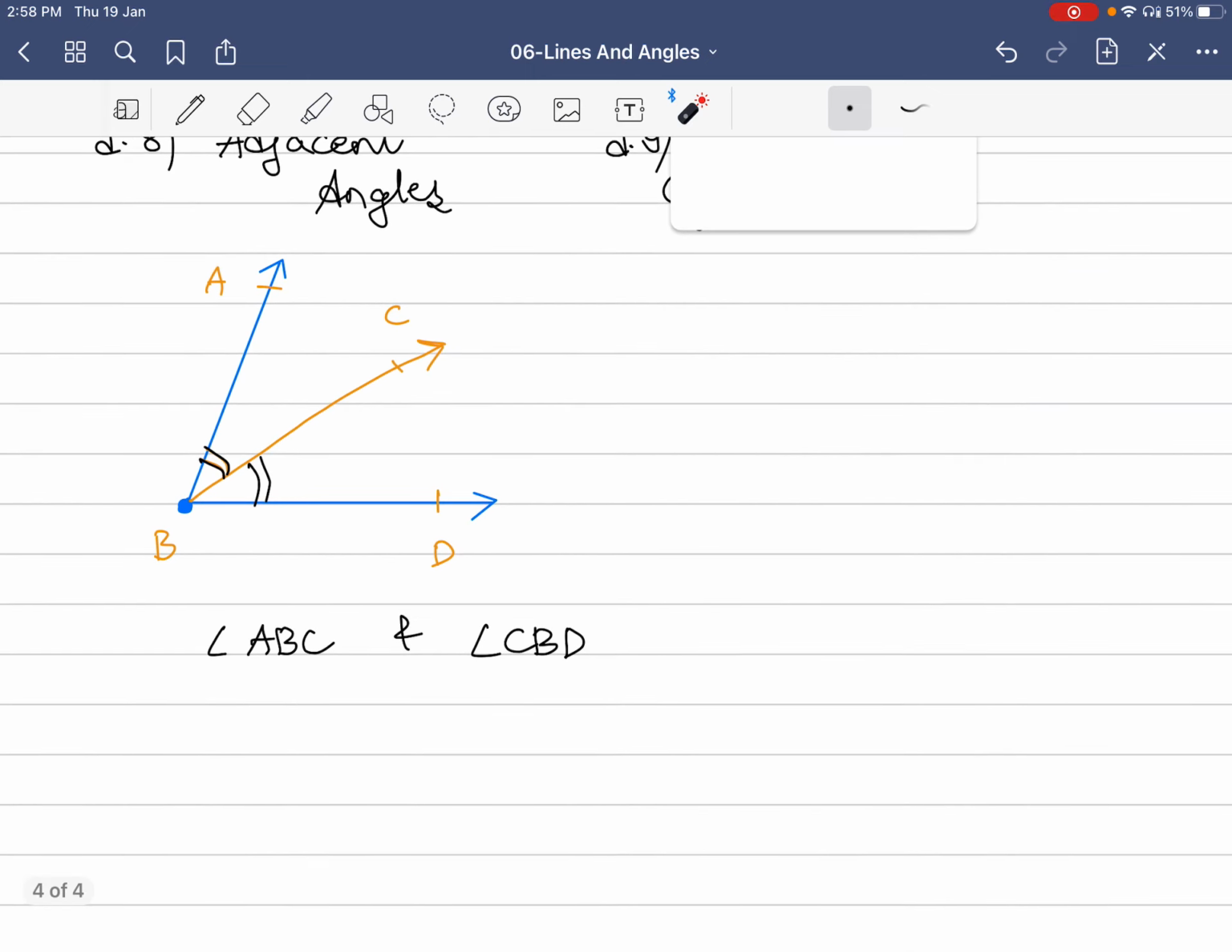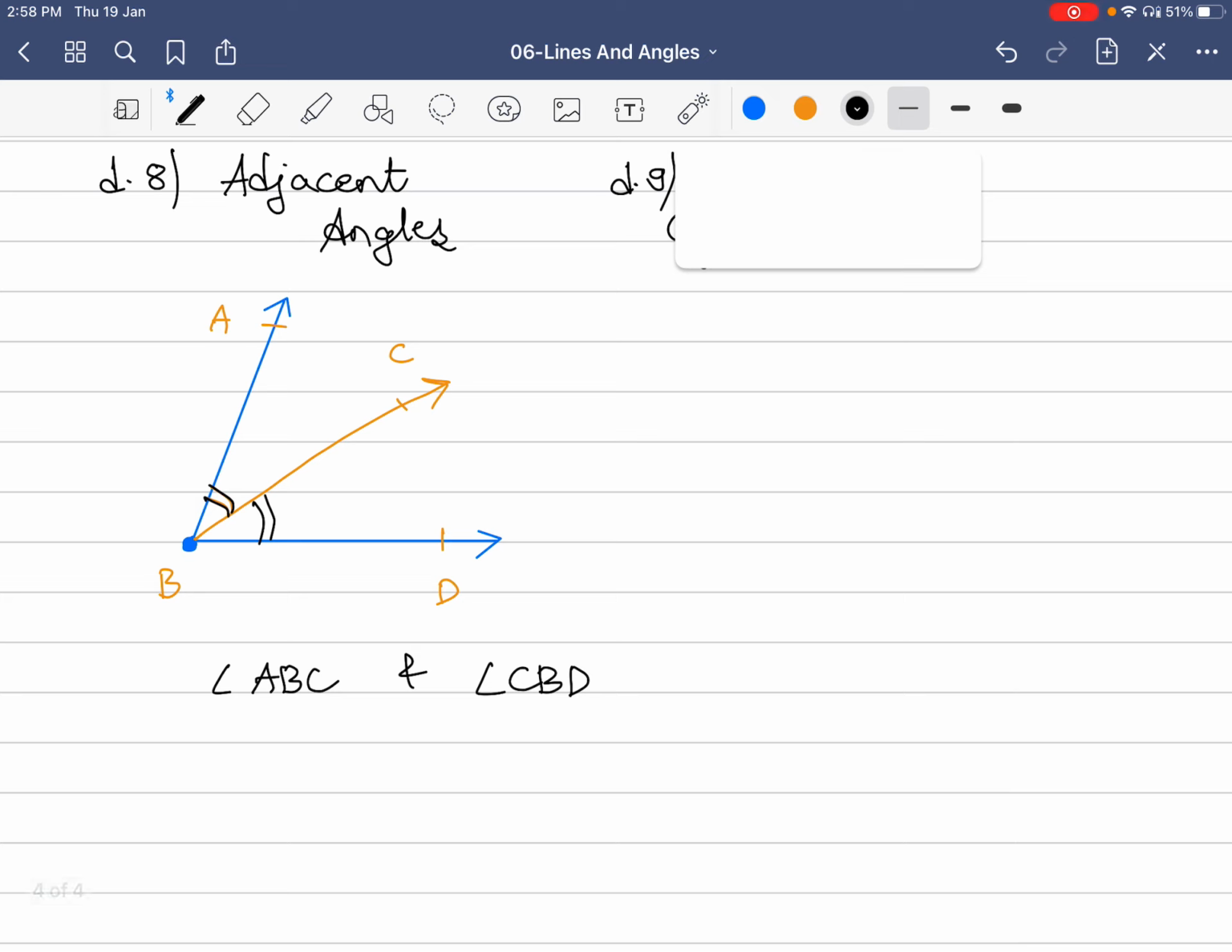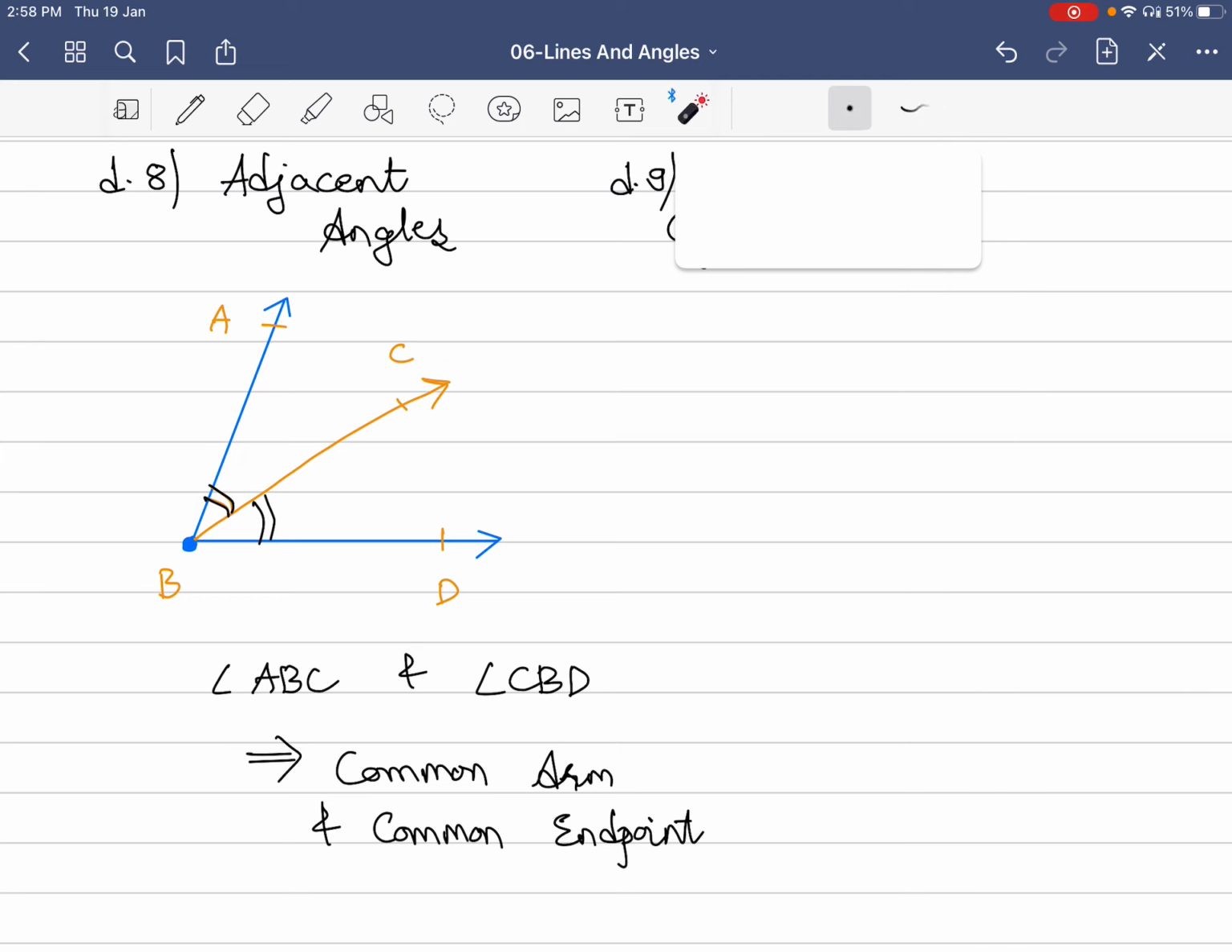Very important point. I'm going to in fact note it down. So what's the thing that makes these two adjacent angles? They have a common arm, and they have a common endpoint, and that is why these two angles, ABC and CBD, will be called adjacent angles. In fact, the word adjacent in English actually means neighbors. So you can clearly see that these two angles are neighbors to each other. The only reason being they have a common endpoint and they have a common arm. So that's the definition of adjacent angles.